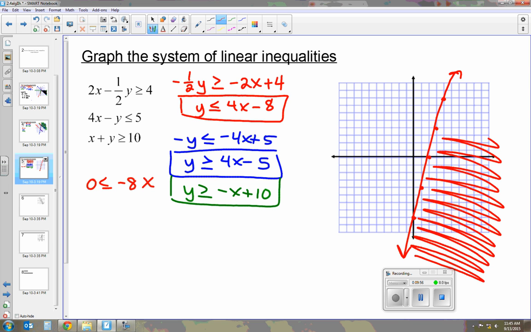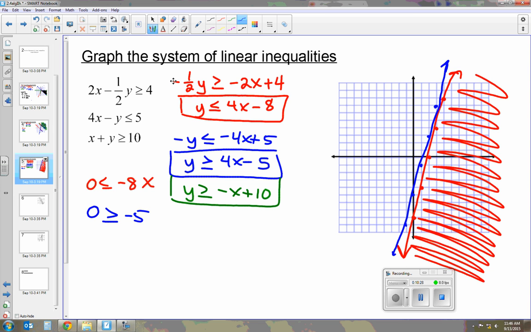Okay, let's do our blue one. Our y-intercept is negative 5, and our slope is 4. And this is also a solid line. These are really close together because they're parallel. And like I said, using a ruler makes these look much nicer. And let's check our point. Is 0 greater than or equal to negative 5? Yes, so we are going to shade in the direction of (0, 0).